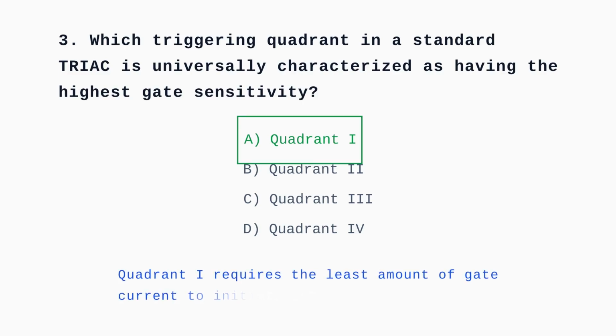Question 3. Which triggering quadrant in a standard TRIAC is universally characterized as having the highest gate sensitivity? Quadrant 1, where main terminal 2 is positive and the gate is pulsed positive with respect to terminal 1, is the most electrically sensitive region.